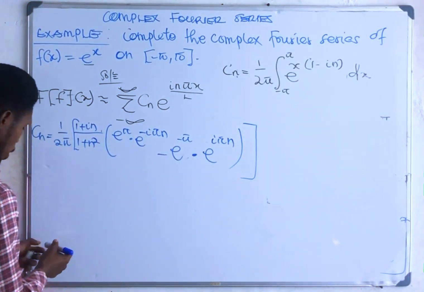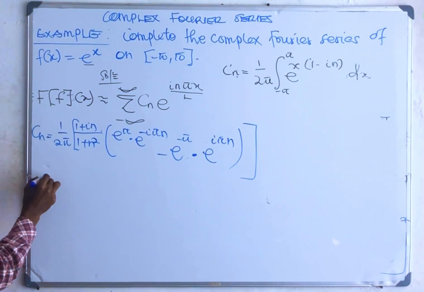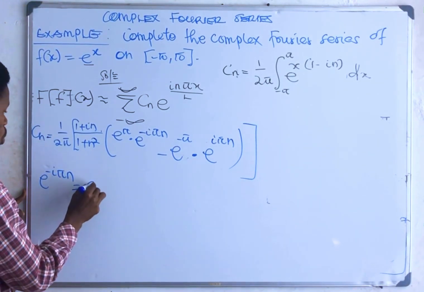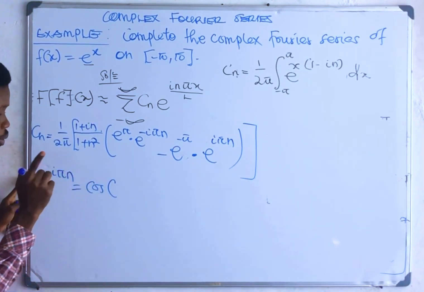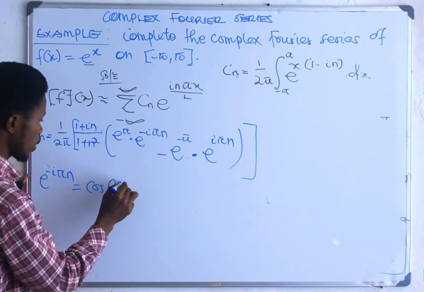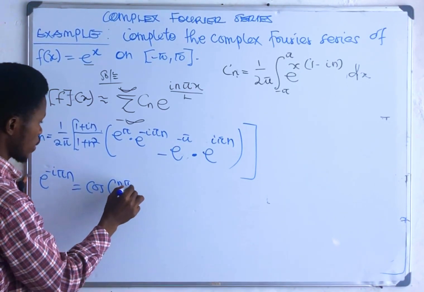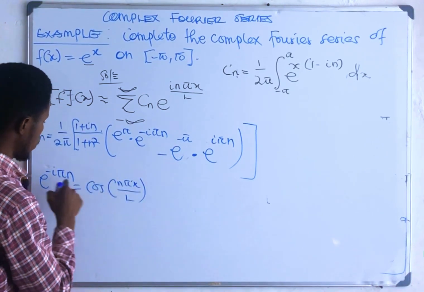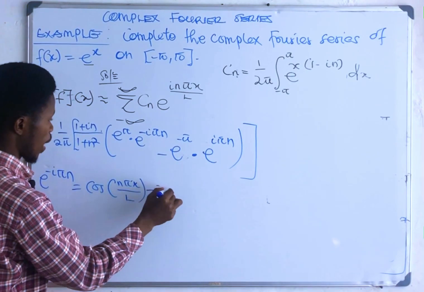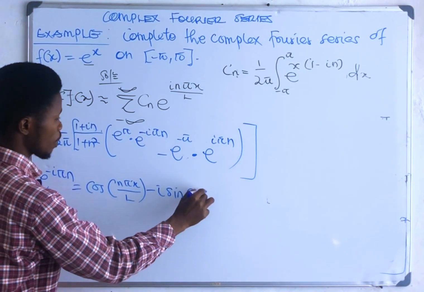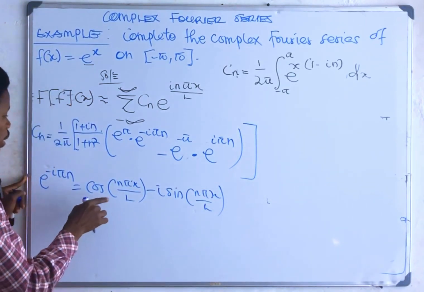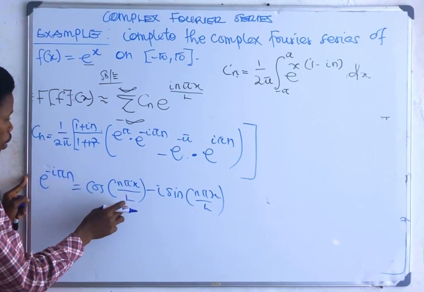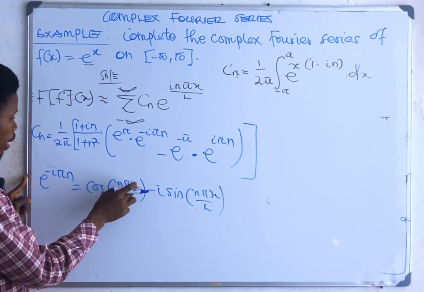Now, this one, I gave you the definition. e to the power negative i pi n is defined as cos, remember, it's supposed to be cos n pi x over L, right? Because it's minus, so minus i sine n pi x over L. But this L here is the pi. So if I put pi here, you see this pi and this pi will go, leaving nx.